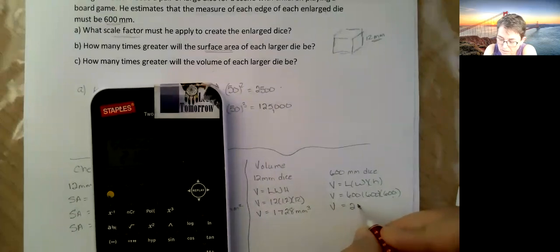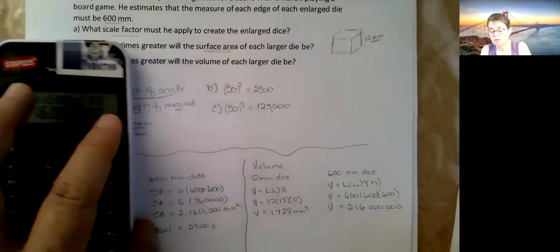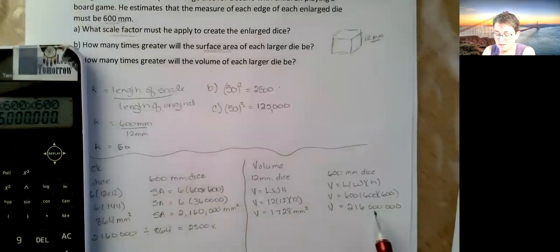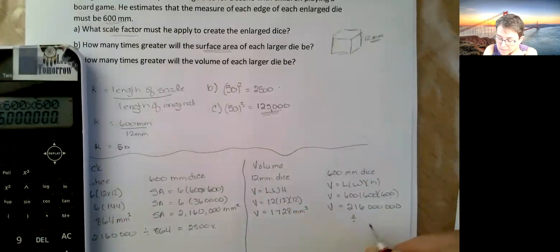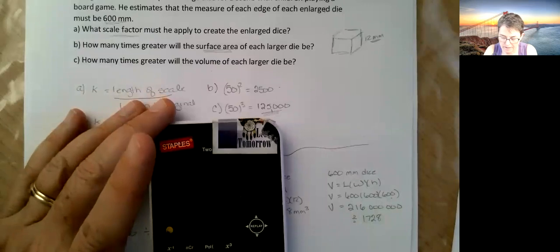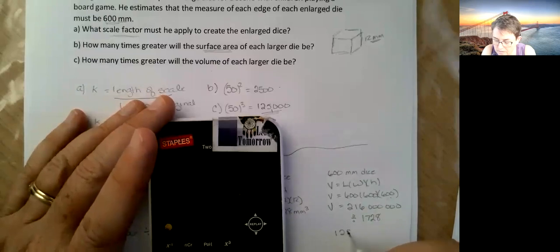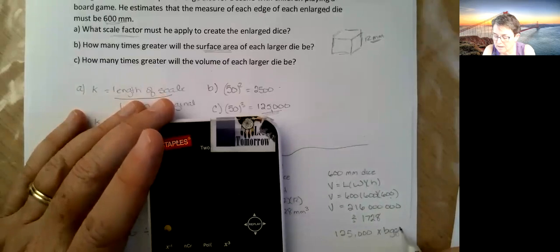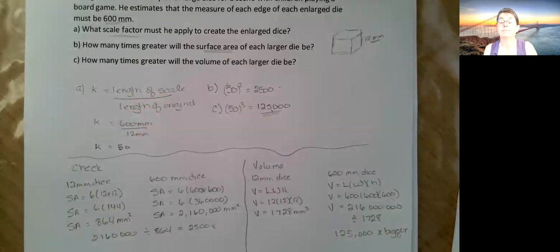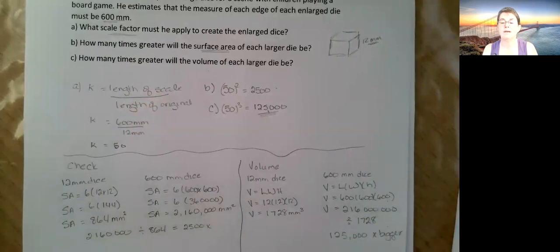Oh my, 216 followed by 6 zeros. So if we take this number and divide it by 1,728, how many times bigger it is, you should hopefully get that. Yes. 125,000 times bigger. That is pretty cool. I didn't know that. That is very cool how that math works out.